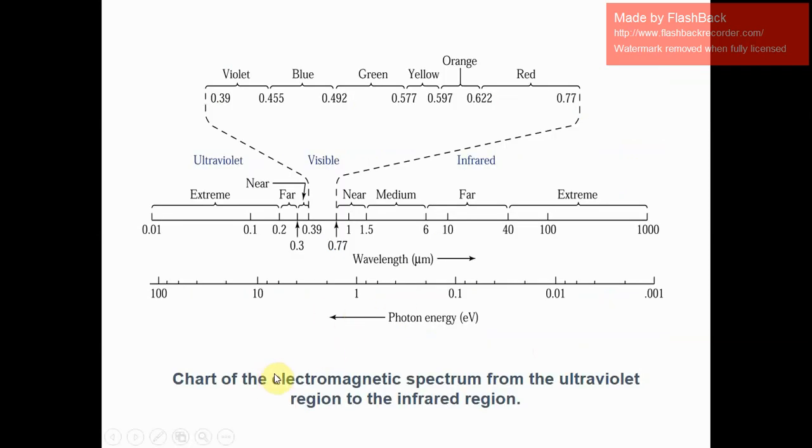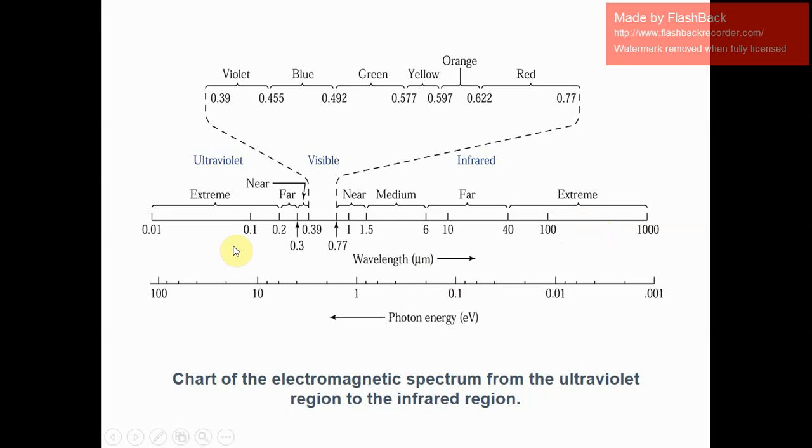This is a chart of the electromagnetic spectrum from the ultraviolet region to the infrared region. So you can see this is the visible region, and here the wavelength in micrometers ranges from 0.01 to 1000 micrometers. Below this visible region there is the ultraviolet region, which has distinctive parts like near, far and extreme ultraviolet. Similarly on the right side there is the infrared region, with near, medium, far and extreme far infrared regions.